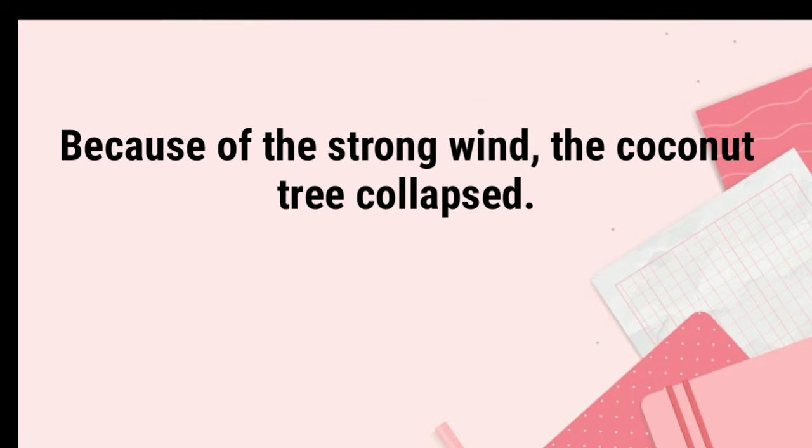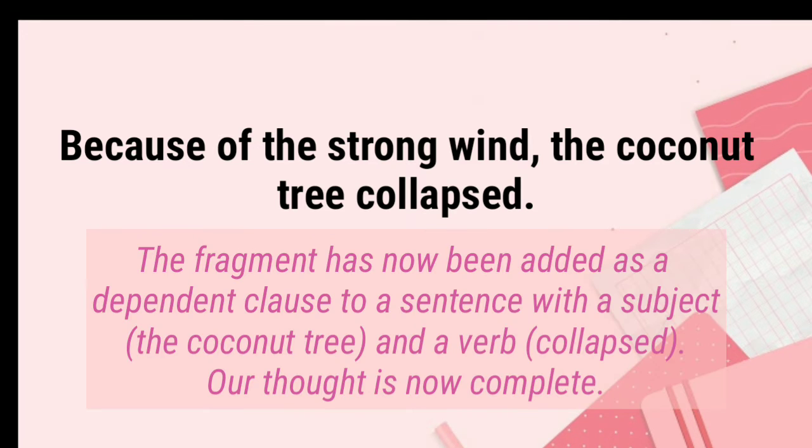Now let's have: Because of a strong wind, the coconut tree collapsed. The fragment has now been added as a dependent clause to a sentence with a subject, the coconut tree, and a verb, collapsed. Our thought is now complete. In that example, making the sentence longer was the solution, but that doesn't mean that short sentences can't be complete.